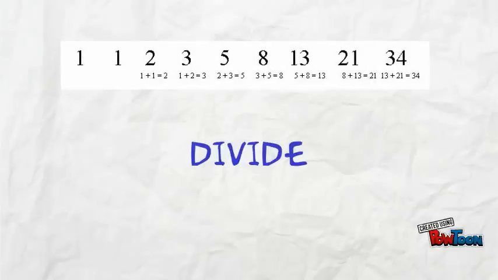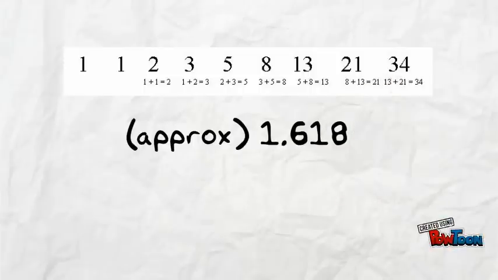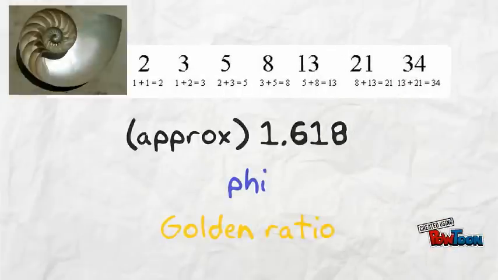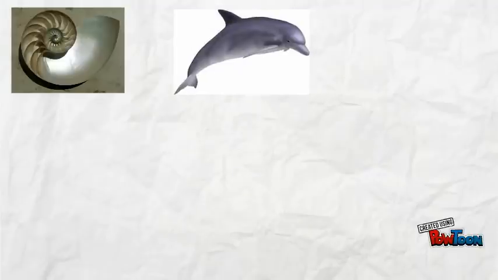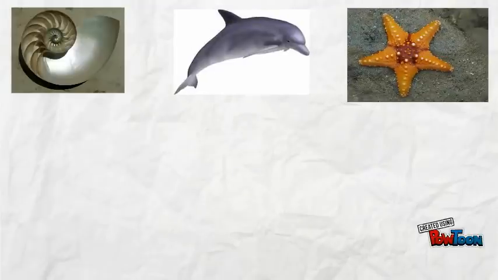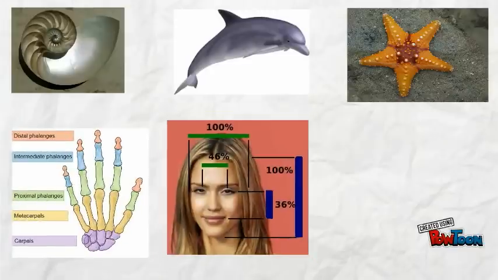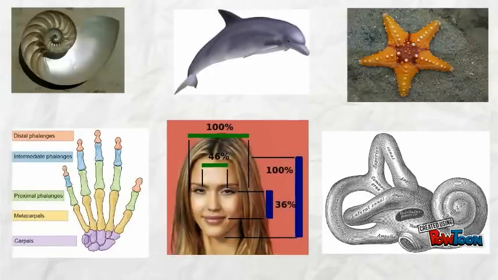Another interesting maths fact about this sequence is that if you divide a Fibonacci number by the one immediately before it, the result is approximately 1.618. This value is referred to as phi, or the golden ratio. This ratio is evident in such things as the nautilus shell, dolphins, starfish, the human body, for example, our finger and facial measurements, our outer and inner ear, just to name a few.